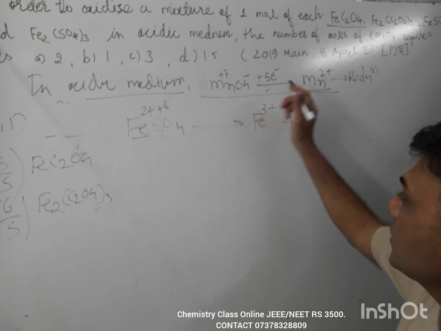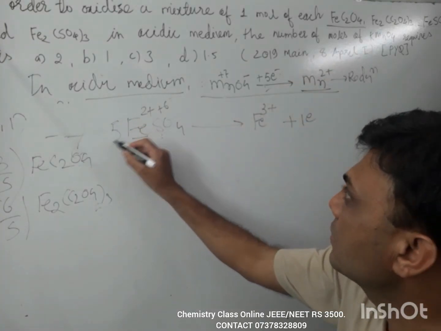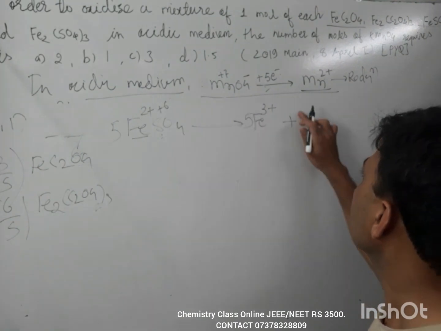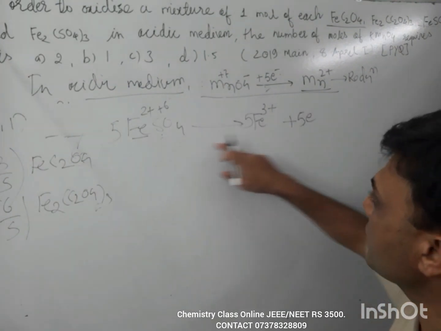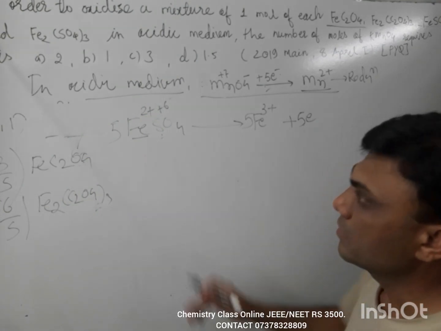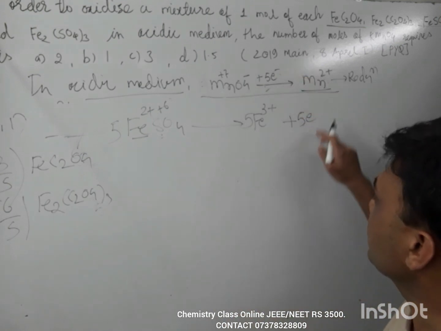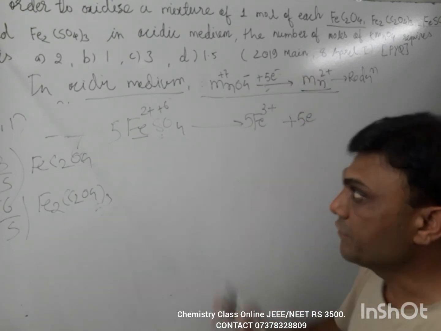Clear? Now you see here are 5 electrons, here is only 1 electron. So we have to balance this reaction: 5 and 5, it will become 5. That means we have to multiply this reaction by 5. We only balance the elements which are oxidized or reduced. Now the 5 electrons on both sides are the same, so they get cancelled out.